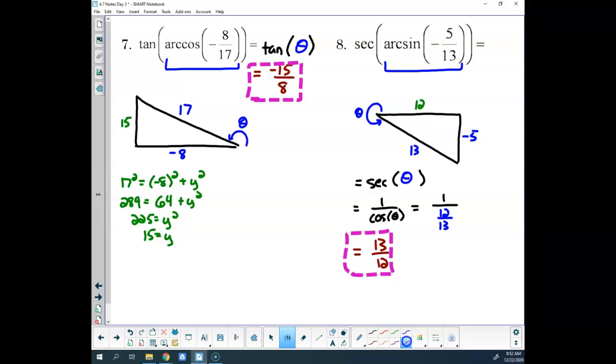Yes, you are correct. It doesn't matter how you draw your triangle, but it helps you remember that this one has to be positive, negative, et cetera. Okay, thank you. Not a problem. Everybody else good?